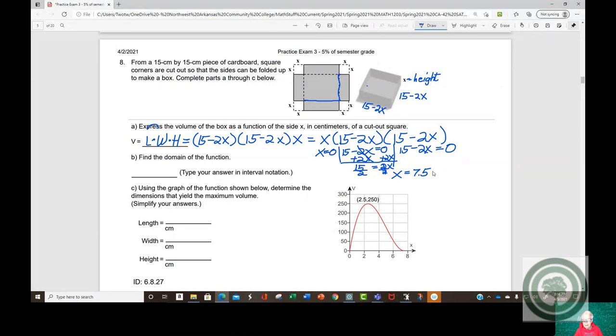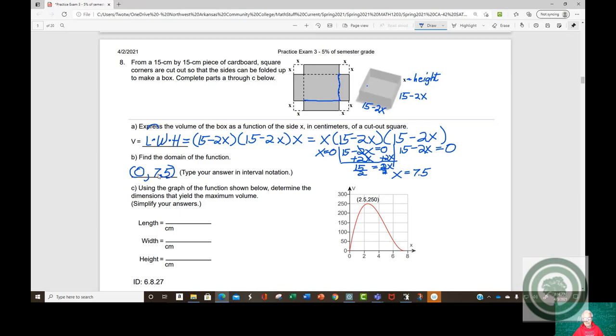So we're limited here to all of the values between, but not including, 0 centimeters to 7.5 centimeters. That is not 0, not 7.5, but everything in between, even though some of that is not realistic. I mean, 0.001, you still wouldn't have much of a box, but theoretically anyway. All right, so now, how can we find the length and the width and the height?